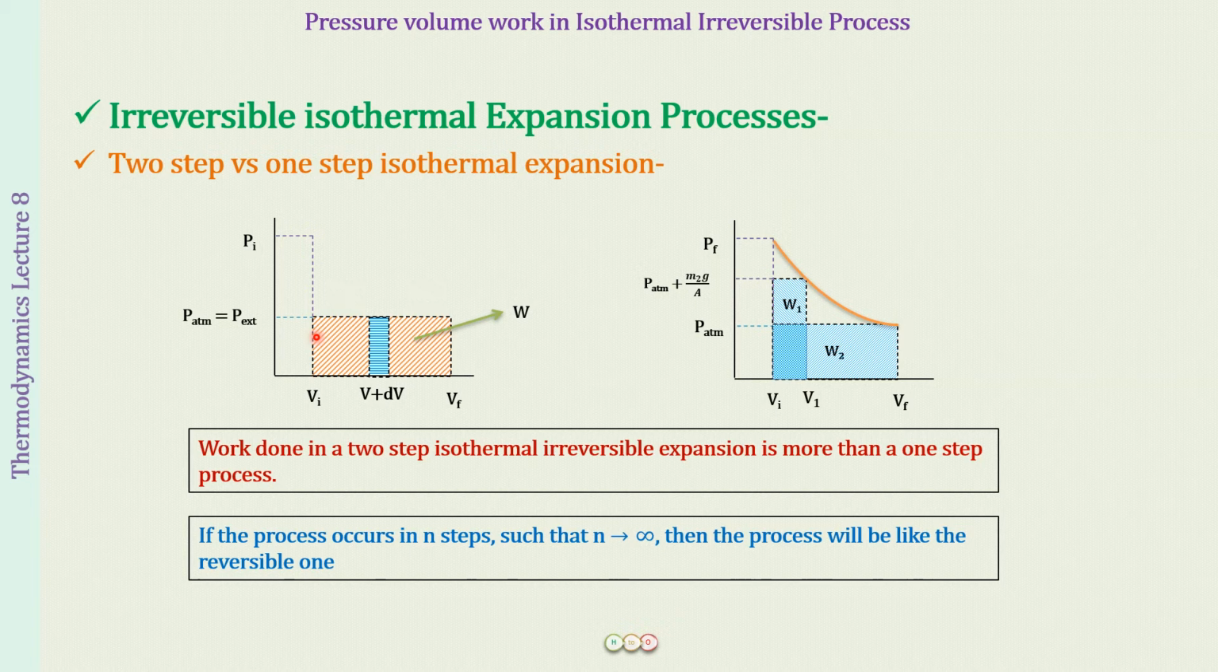I'm just going to give you the write-up for that also. But from here, at least it is clear that from a one-step to a two-step process, the work done has increased in an irreversible expansion, right? If you increase the number of steps further, the work done is going to increase further. And if we make this n number of steps almost infinity, well, we will be having what? We will be having a reversible process. So therefore, maximum work done will be for the reversible isothermal expansion process. Okay.